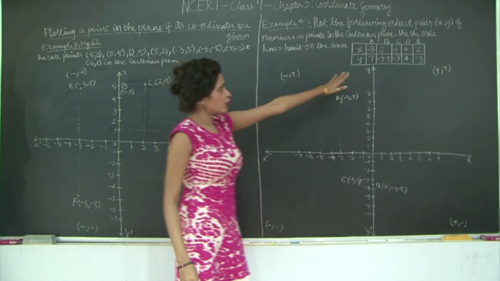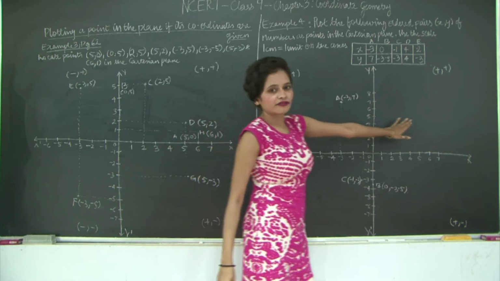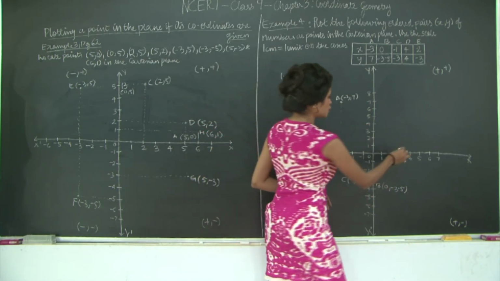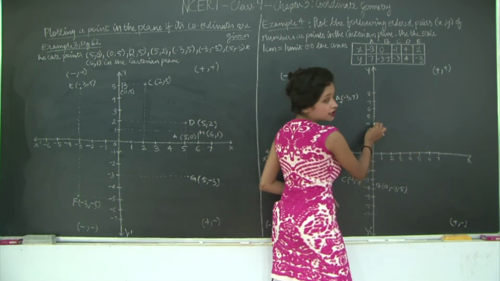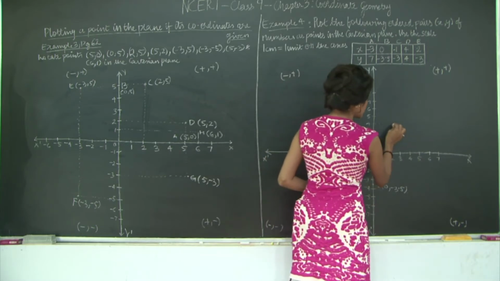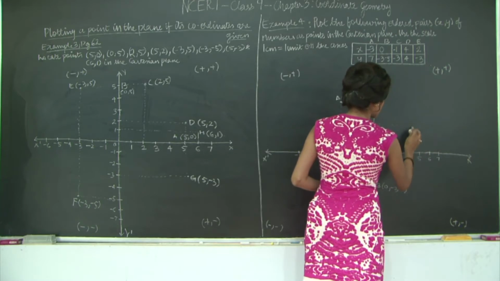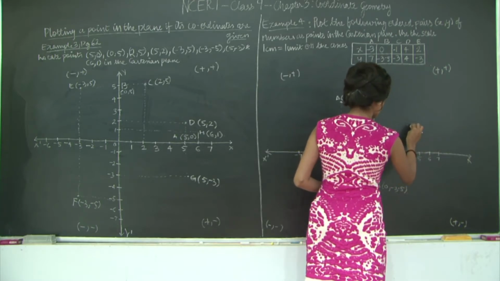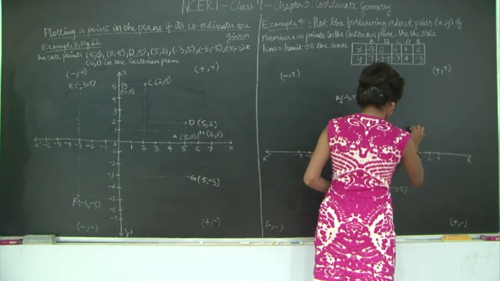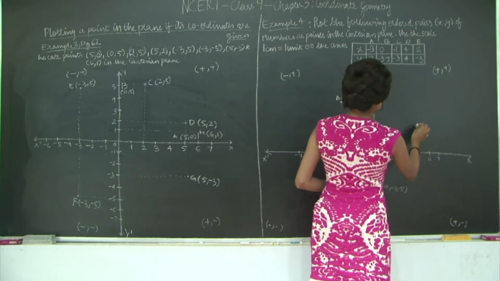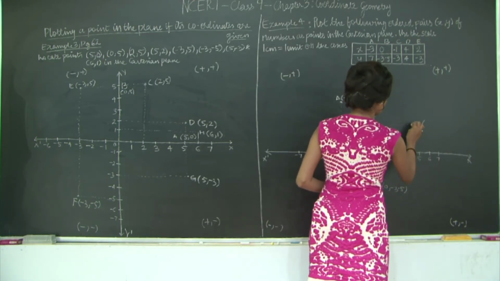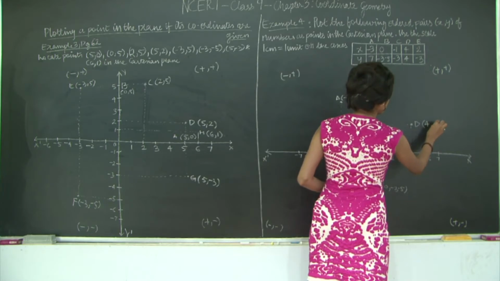Point D, 4 and 4 both are positive, so I'll have to move back to my first quadrant. So 4 is here on the x axis and 4 is here on my y axis. Let's locate a point. So this is point D, 4, 4.